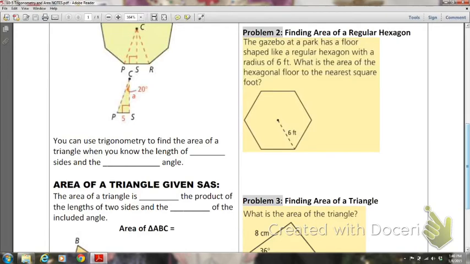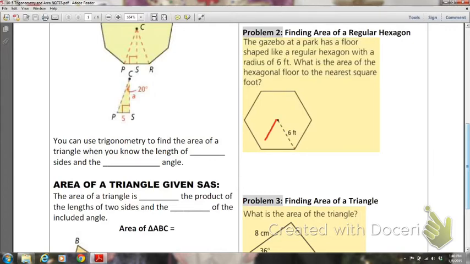In problem 2, we're finding the area of a regular hexagon. This particular hexagon is a gazebo at a park. It has a floor shaped like a regular hexagon with a radius of 6 feet. So the radius goes from the center of the hexagon to the vertex of the polygon. That is 6 feet. What's the area of the hexagonal floor to the nearest square foot? There's a couple of ways you can do this. Since it is asking us to use trig in this lesson, we will use trig for this problem.